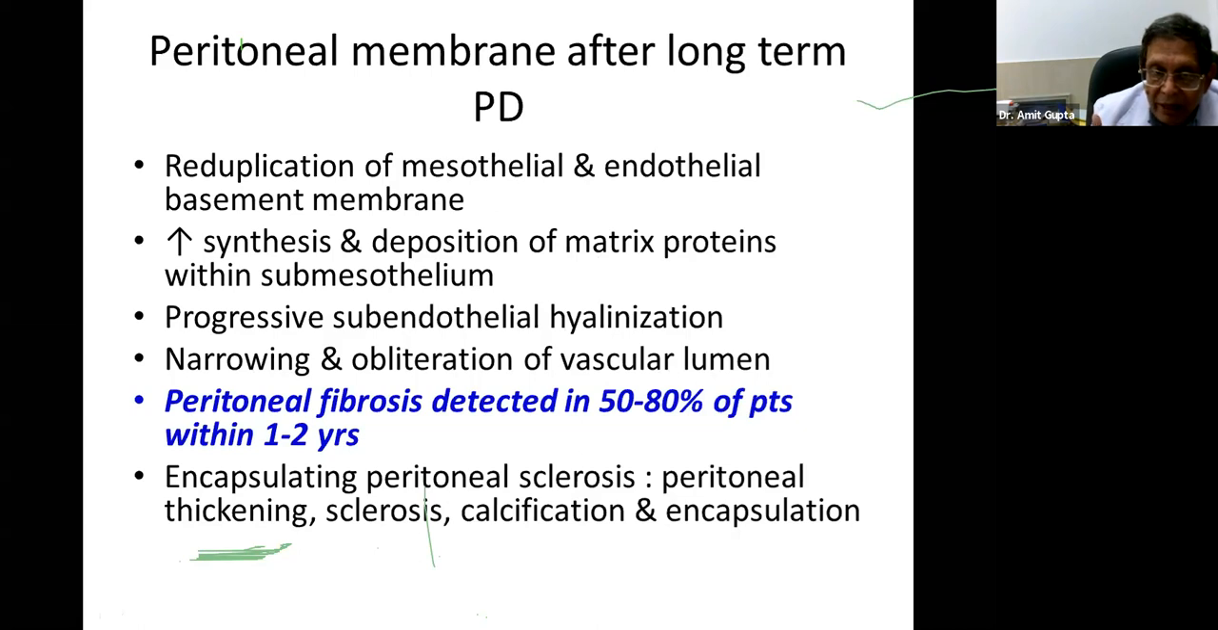Peritoneal fibrosis has been detected in almost half to three quarters of the patients within 1 to 2 years. And this can ultimately lead to something known as encapsulating peritoneal sclerosis, that is peritoneal membrane thickening, sclerosis, calcification, and encapsulation of the bowel loops.